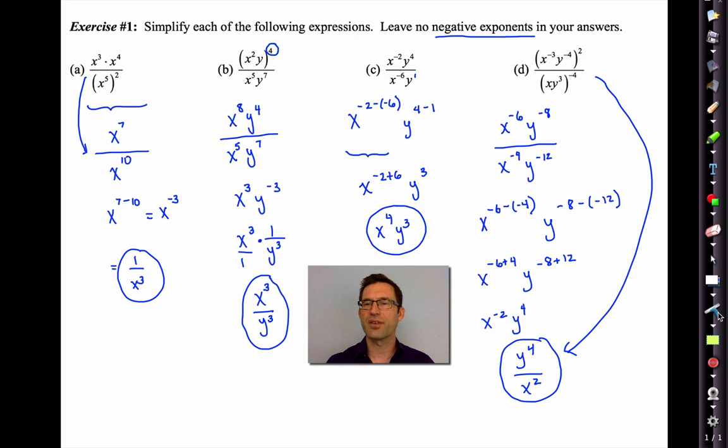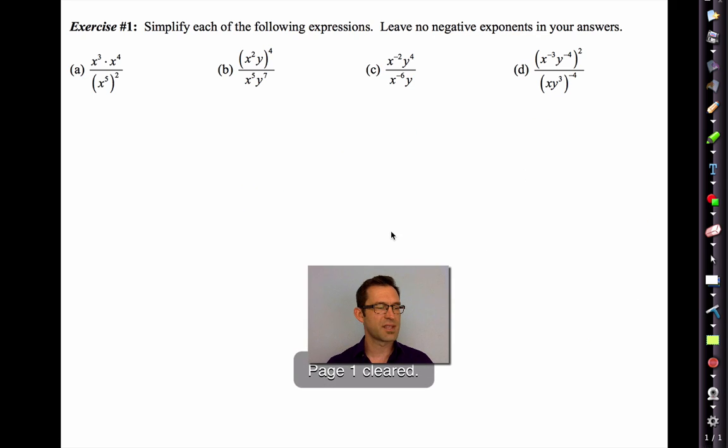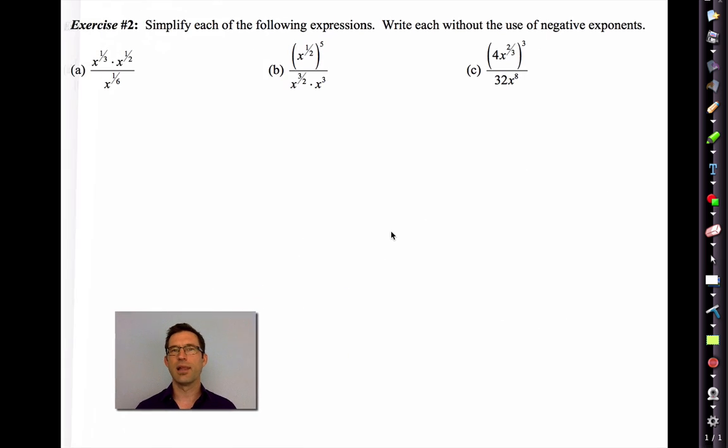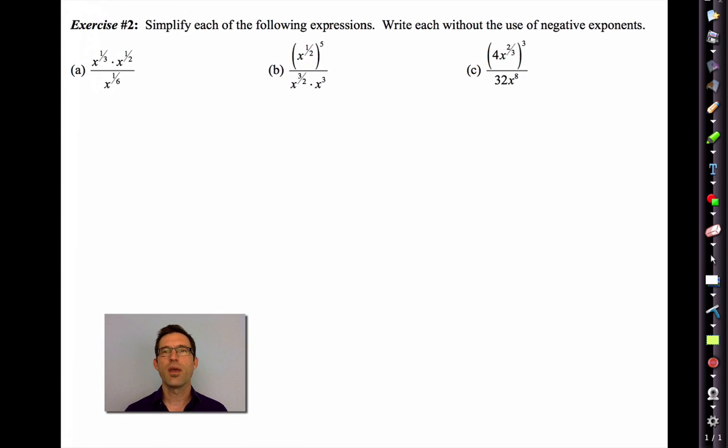Okay, I'm going to clear out the text, and let's keep going with these. Let's bring some fractional exponents in. It says, simplify each of the following expressions. Write each without the use of negative exponents. Now, they didn't say anything about writing them without the use of fractional exponents. We'll get to that later. We just don't want any negative exponents in this.